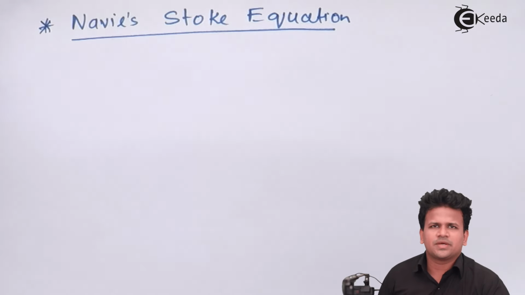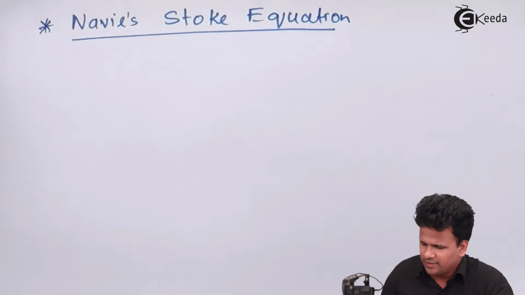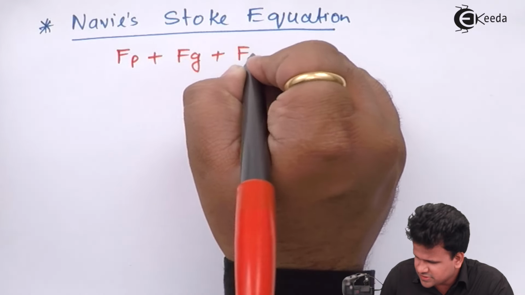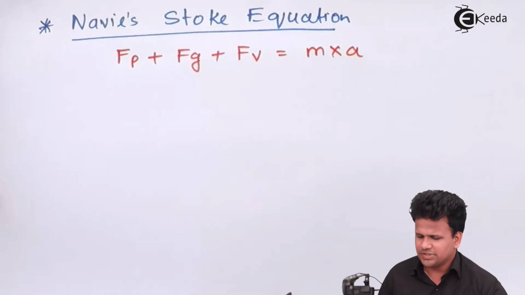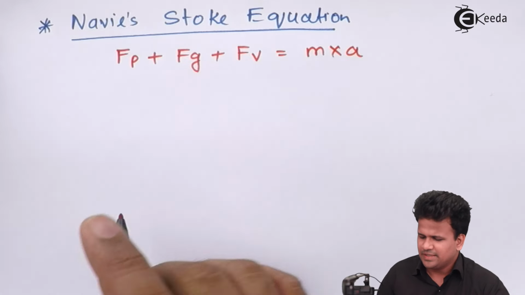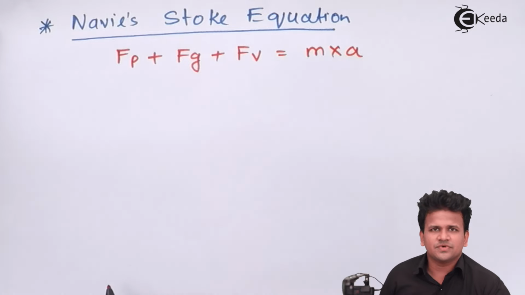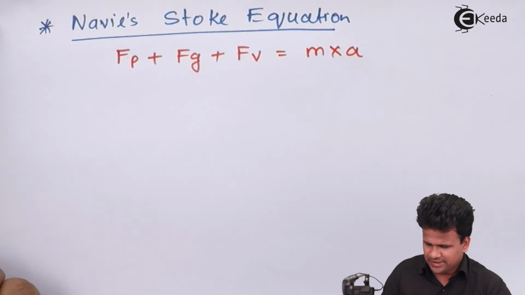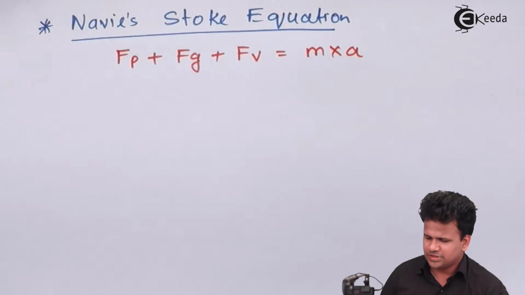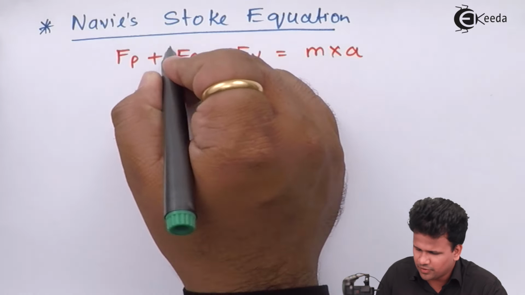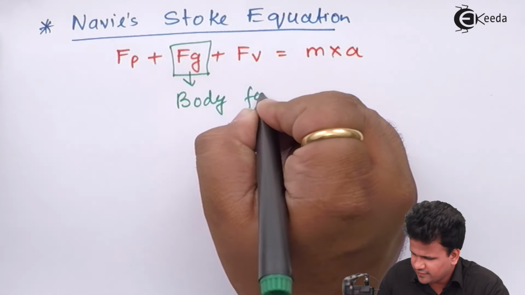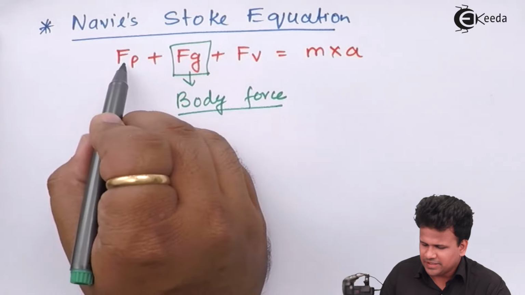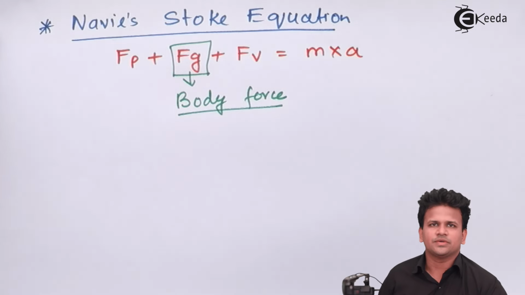In Navier-Stokes equation, we take the effect of pressure force plus gravitational force plus viscous force is equal to mass into acceleration. So this is the force which we consider, that will be in addition to viscous force. Now over here this gravitational force will be termed as a body force, and pressure force and viscous force we have to take into consideration.